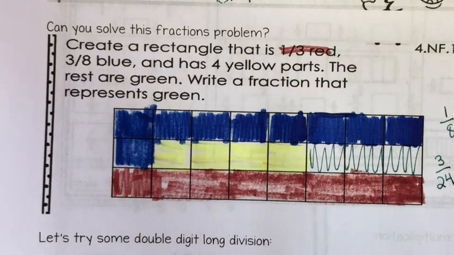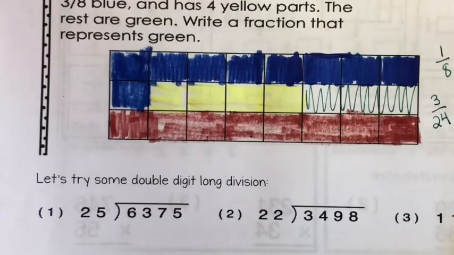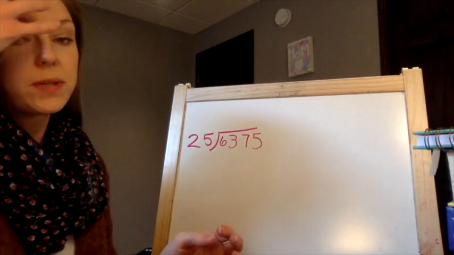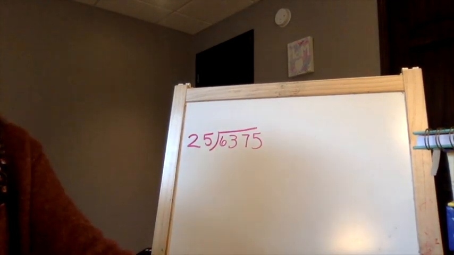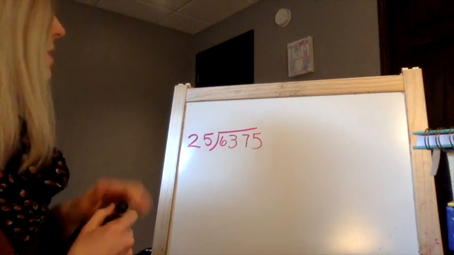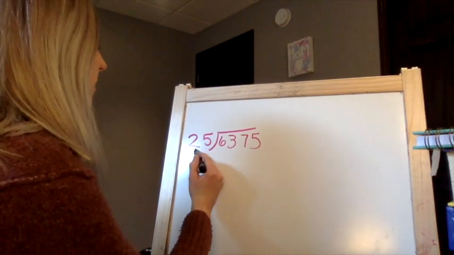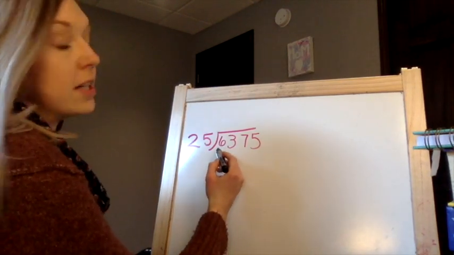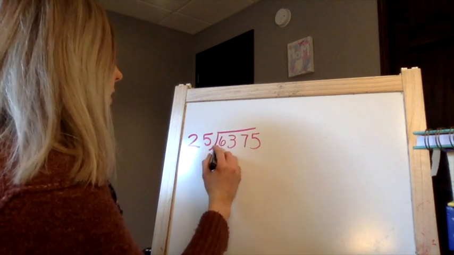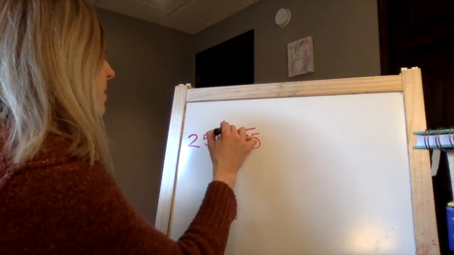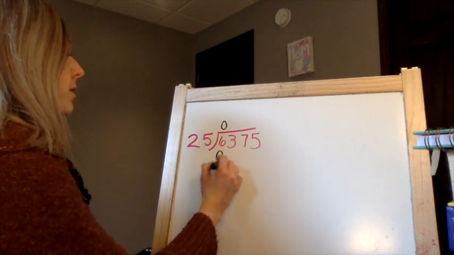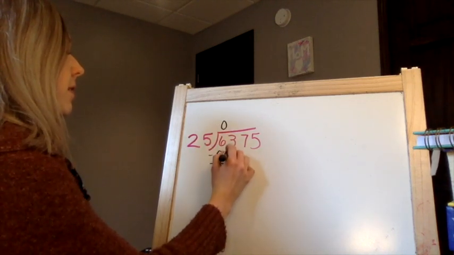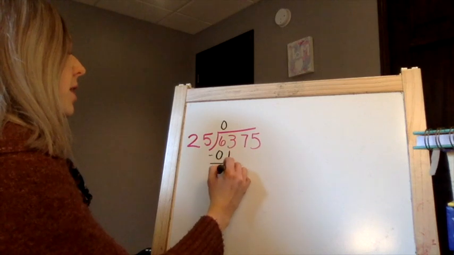I'm going to switch to the whiteboard view for this double-digit long division. So for our first one, we're doing 6,375 divide by 25. So we start by looking at our number, 25. Does it go into 6? It does not. So now I can go 0 times, because it's good to hold that place. 25 times 0 is 0. Subtract for the 6. Now, bring down this 3.